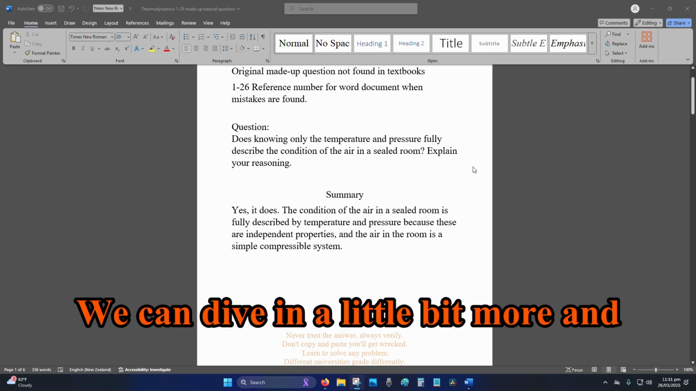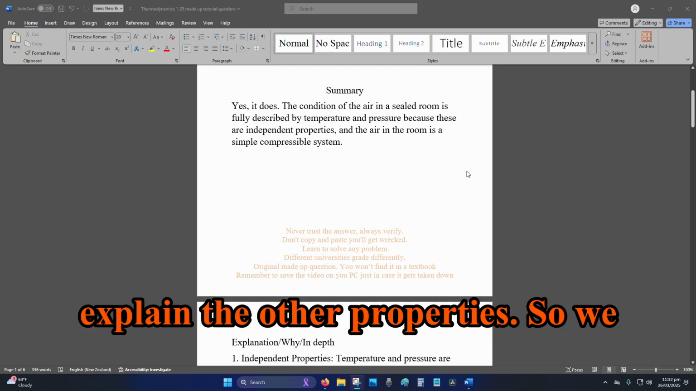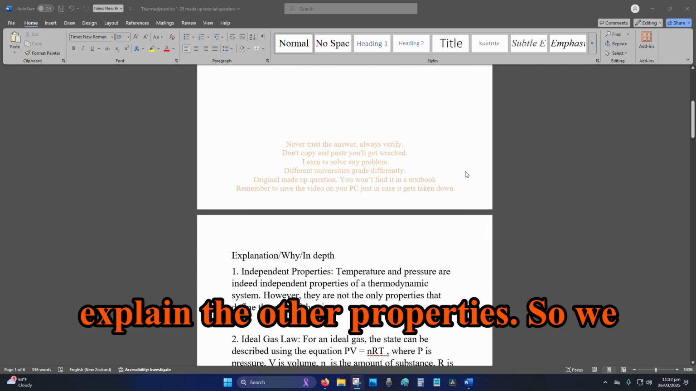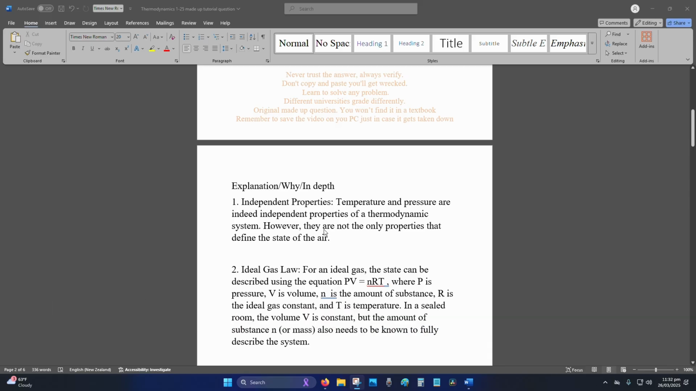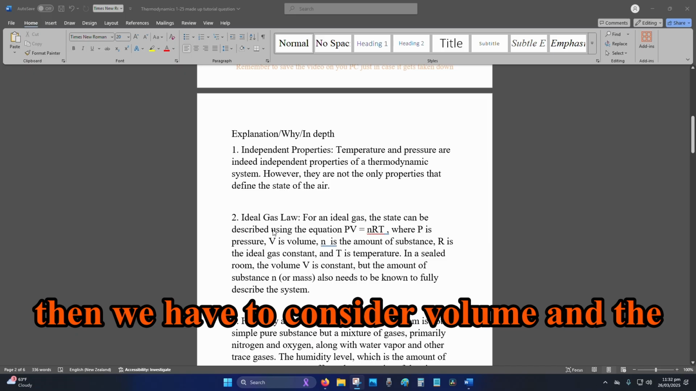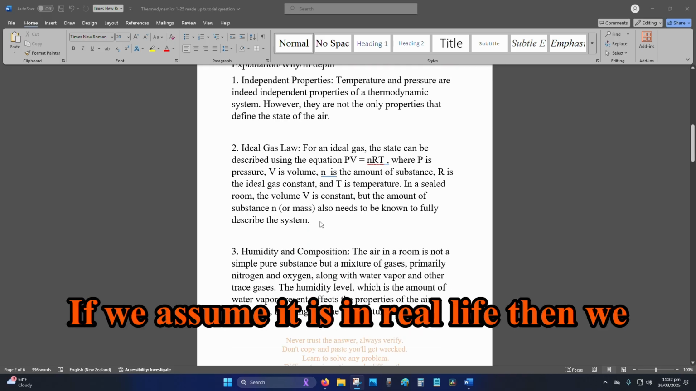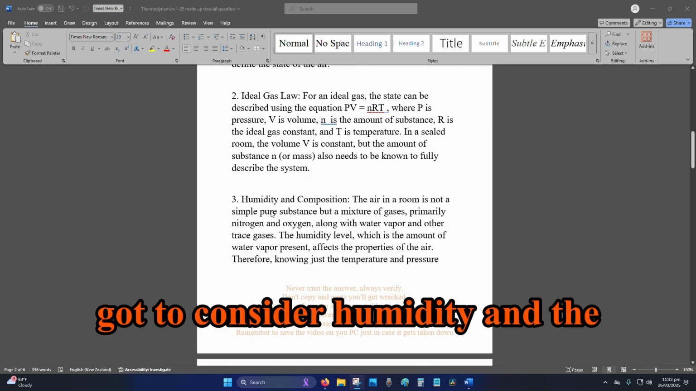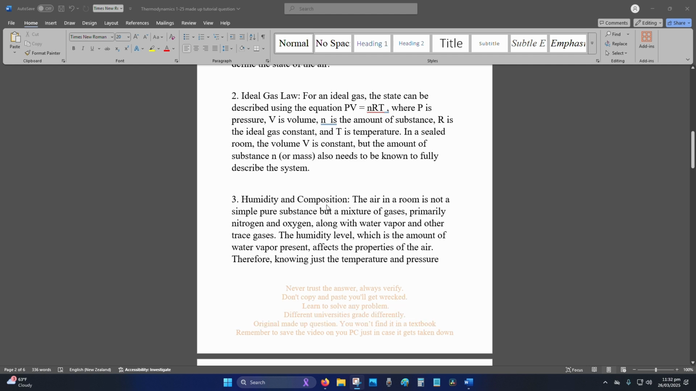We can dive in a little bit more and explain the other properties. So we talked about temperature and pressure. Next, if we assume that it's an ideal gas, then we have to consider volume and the number of moles or the mass. If we assume it is real life, then we have to consider humidity and the composition of the air in the room.